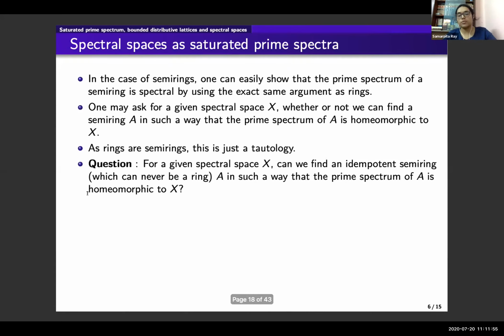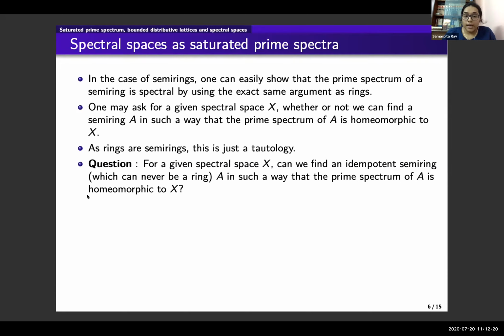So the question that we actually want to understand is about idempotent semirings. Given a spectral space, can we find an idempotent semiring such that the prime spectrum of that idempotent semiring is homeomorphic to X? Now note that an idempotent semiring can never be a non-zero ring. That's a typo. It cannot be a non-zero ring.